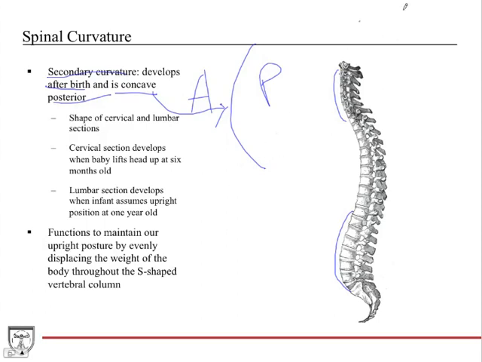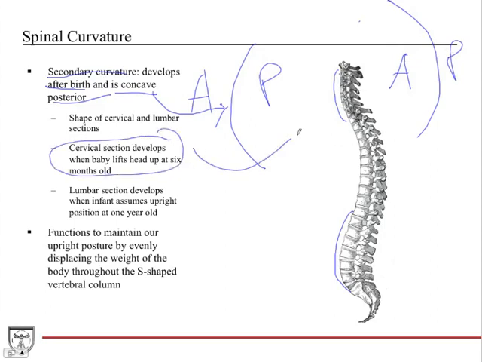Now, as I said, in development, you have this concave anterior shape, and then what ends up happening is first you develop the cervical section. This develops at 6 months when the baby is able to lift the head up. So the baby lifts the head up, that gives it the concave posterior shape, giving you that secondary curvature. Then the lumbar section develops when the infant assumes the upright position at 1 year old, okay? So then this section will develop at 1 year old. So it's easy to remember.